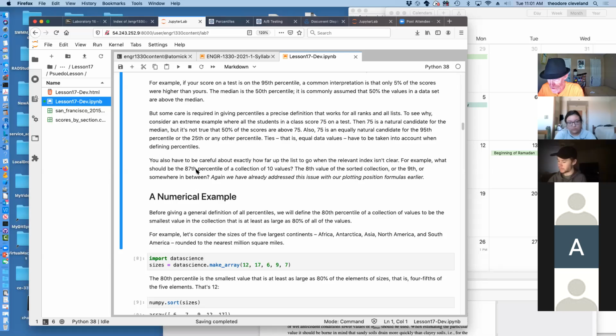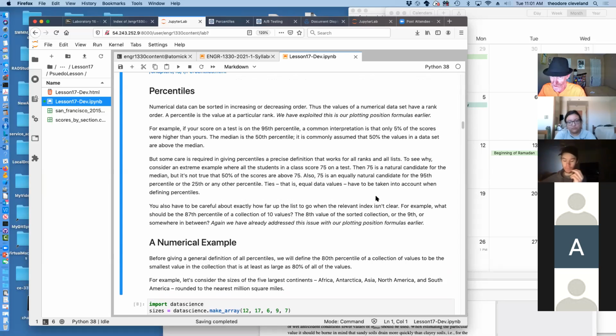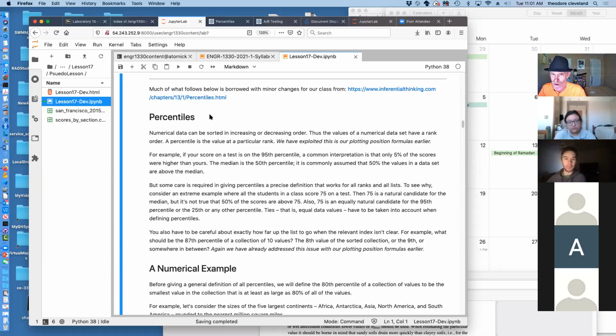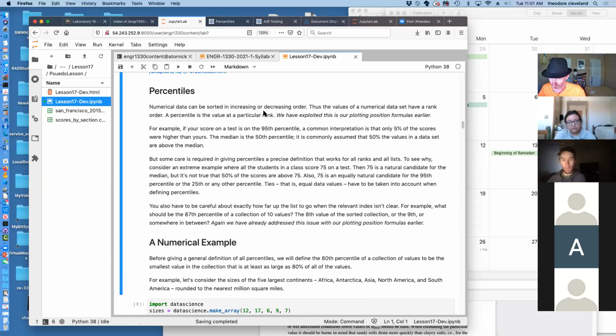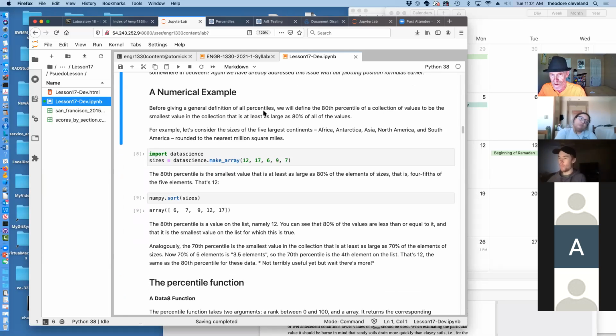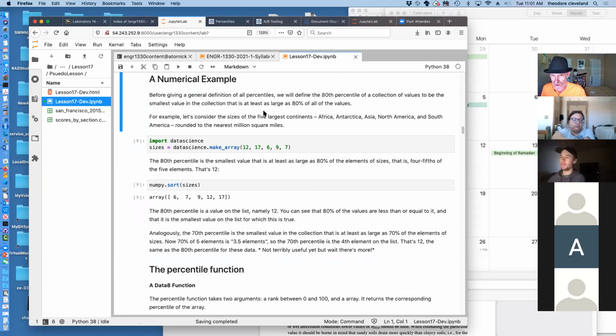But let's look at the last part. What should be the 87th percentile of 10 things? The 8th value, the 9th, or somewhere between. Again, we already addressed this issue with our plotting position formulas earlier. So our plotting position formulas really take care of a lot of chapter 13 for us, no brains required. Let's go with a numerical example. So before giving the general definition for all percentiles, we'll define the 80th percentile of a collection of values to be the smallest value in the collection that is at least as large as 80% of all the values.